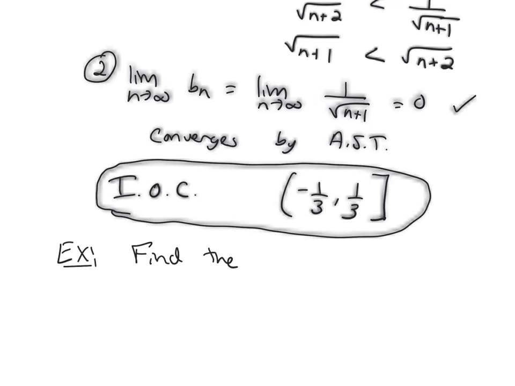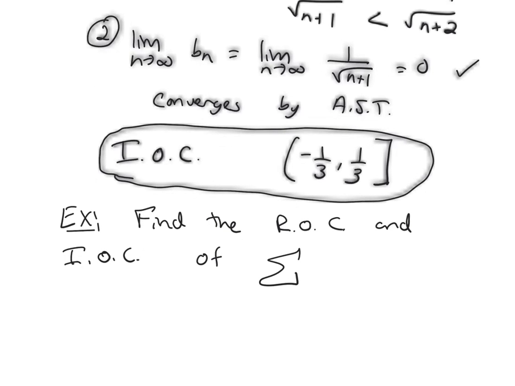Find the radius of convergence and interval of convergence of the series, n equals 0 to infinity, n times (x plus 2) to the n over 3 to the n plus 1. So where do we start? What do we do? Ratio test.